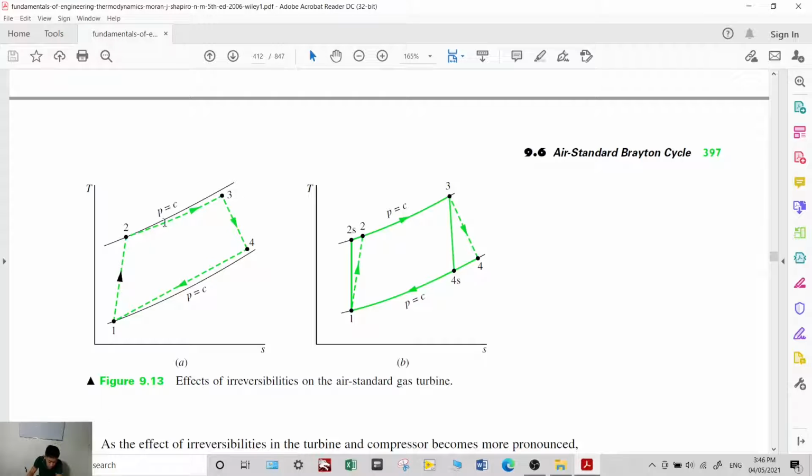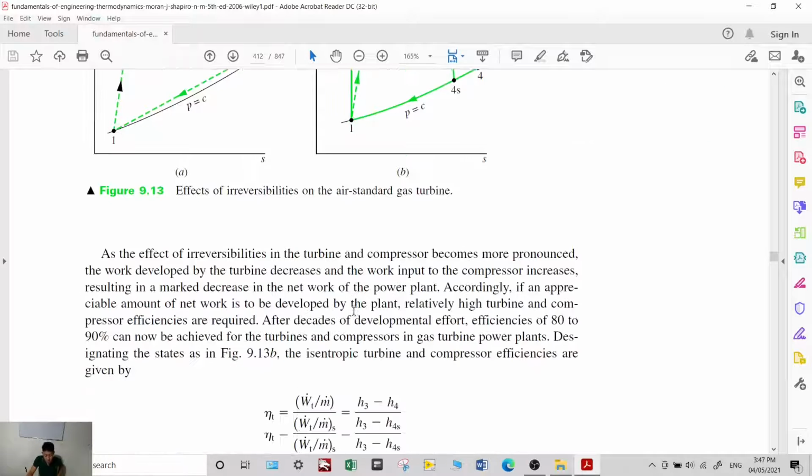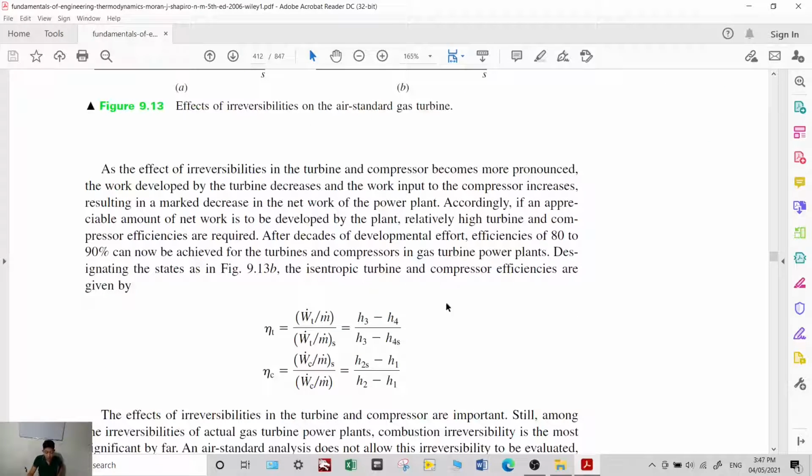So for simplicity, we take process 2 to 3 and 4 to 1 as constant pressure and analyze only the irreversibilities that occur at the compressor and turbine processes. So in order to account this irreversibility, you have the isentropic turbine and compressor efficiencies. So this would compare the work done by the actual versus the isentropic case.